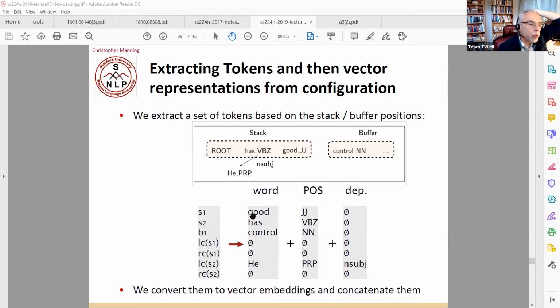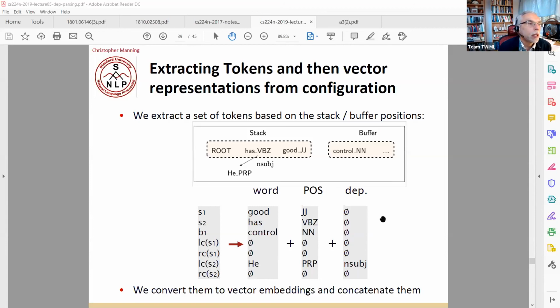So the word is, I'm not sure what S1 or S2 is, but the part of speech, JJ, I don't know what that abbreviates. No, it has no dependency. So that's how you could make the embedding for this first word. The second word, oh, S1 might be the first word in the stack maybe, or anyway, has part of speech, sorry, VBZ. I think V means verb, but I don't know what BZ means. Does anyone have any insight into what these abbreviations are for, VBZ?